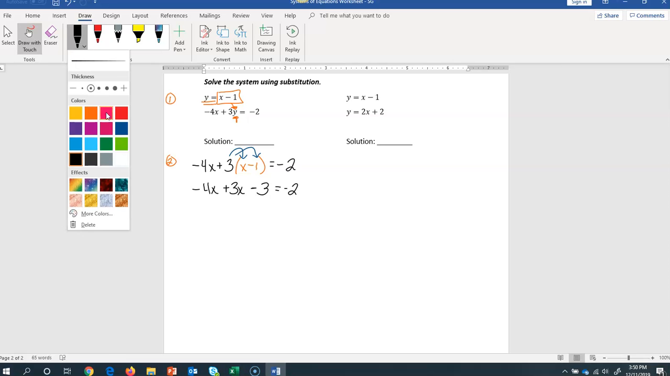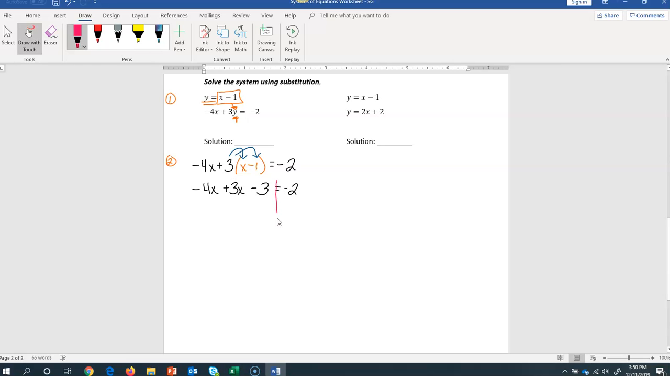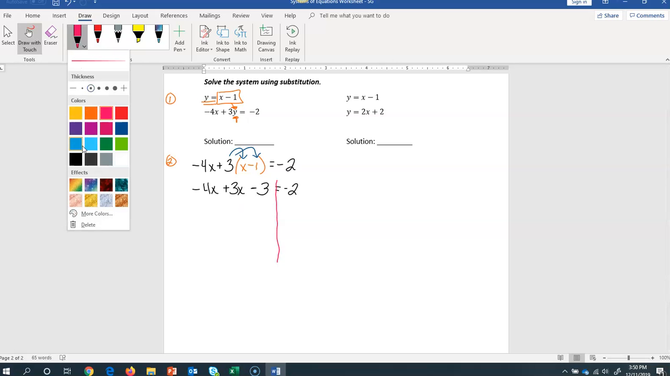Now I'm going to draw that line where the equal sign is because again, it just helps me be able to see left and right hand side. So my next question asks, are there like terms on the same side of the equal sign? Well, there's only one term over here.